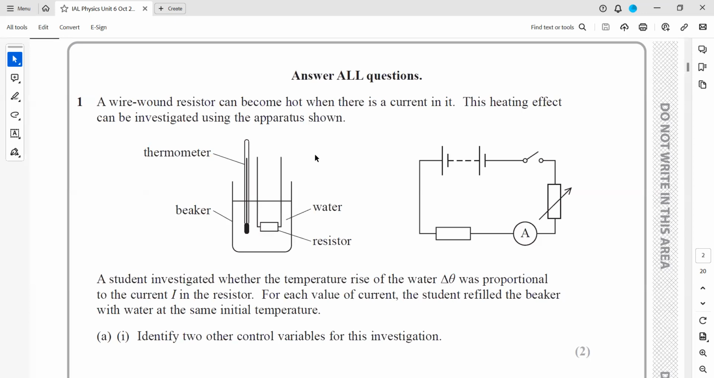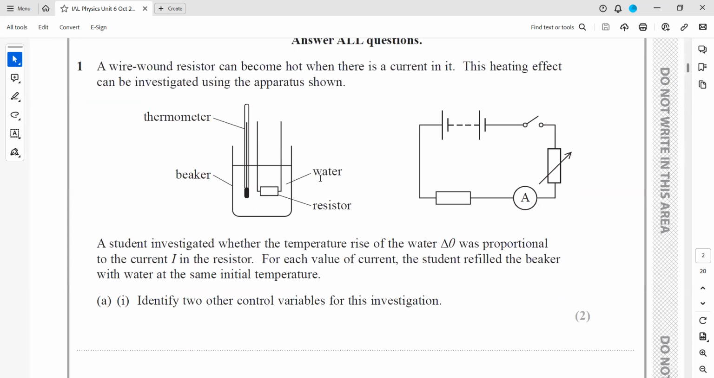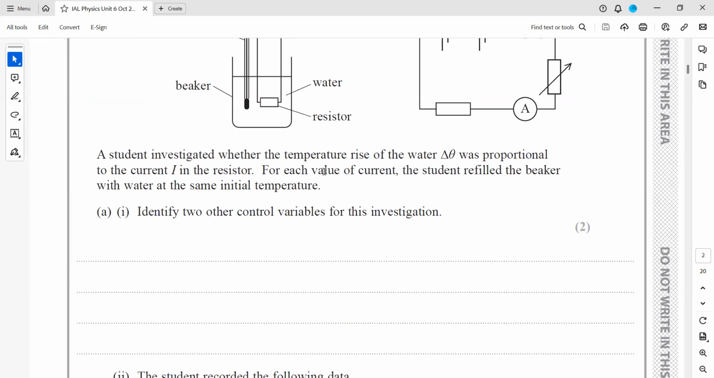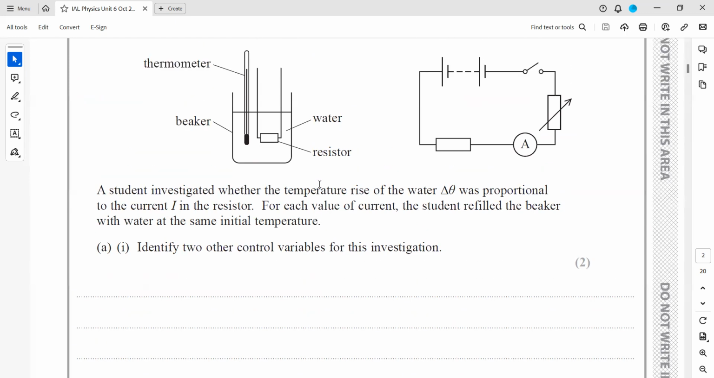So question 1: a wire wound resistor can become hot when there's a current. And this heating effect can be investigated using an apparatus as shown. We can use this current and the heating effect to investigate. A student investigated whether the temperature rise of the water was proportional to I in the resistor. He's finding whether two quantities are directly proportional. If we increase one, the other also increases by the same factor.